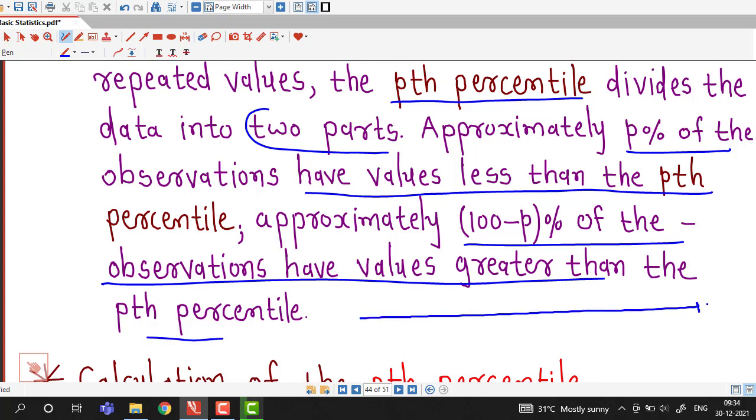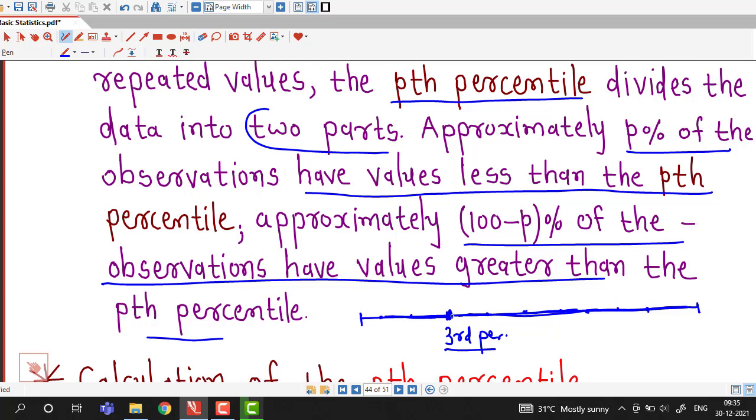For example, suppose we have some data points like this. Then suppose this is 1, 2, 3. Suppose this is the third percentile. Then the data has values which are less than this third percentile, and 100 minus 3, that is 97% of the observations are greater than this percentile. So that is the meaning of percentile. It divides the data into two parts.